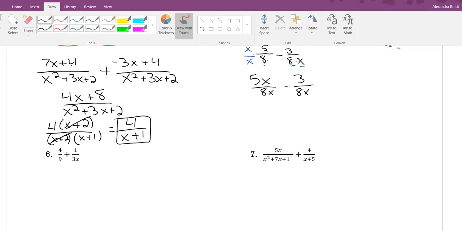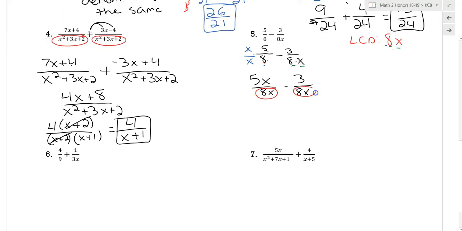Now they have the same denominator. So now I have 5x minus 3, over 8x. The top doesn't factor in any way, so there's nothing I'm going to cancel out. That's my final answer.